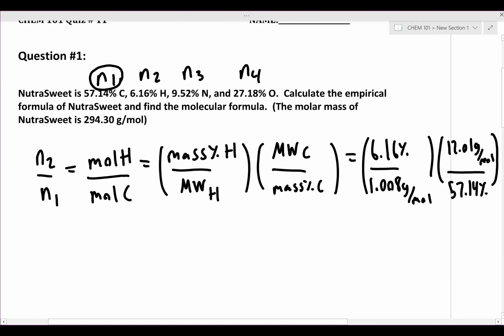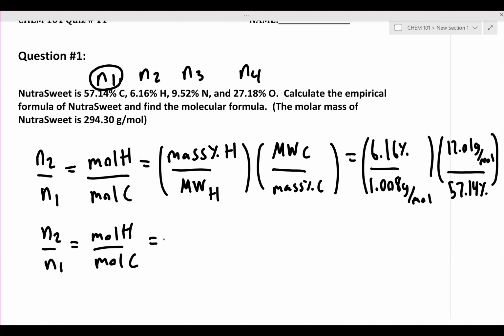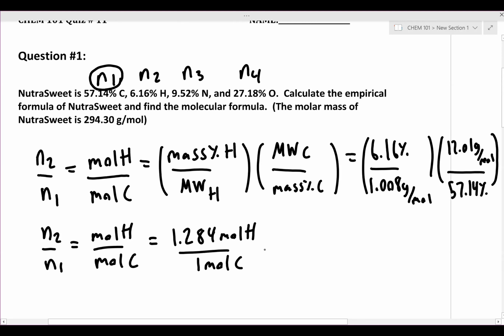Okay, perfect. We're going to now punch this into our calculator. So N2 over N1, which represents the moles of hydrogen per moles of carbon, is equal to 6.16 divided by 1.008 times 12.01 divided by 57.14. In this case, we get a bit of a complicated decimal, but we're going to write out this decimal as is for now. So we get 1.284 moles of hydrogen per every 1 mole of carbon. We'll leave this alone for now. So this is where we're at so far, and I'll show you how to deal with this complicated decimal in a moment.